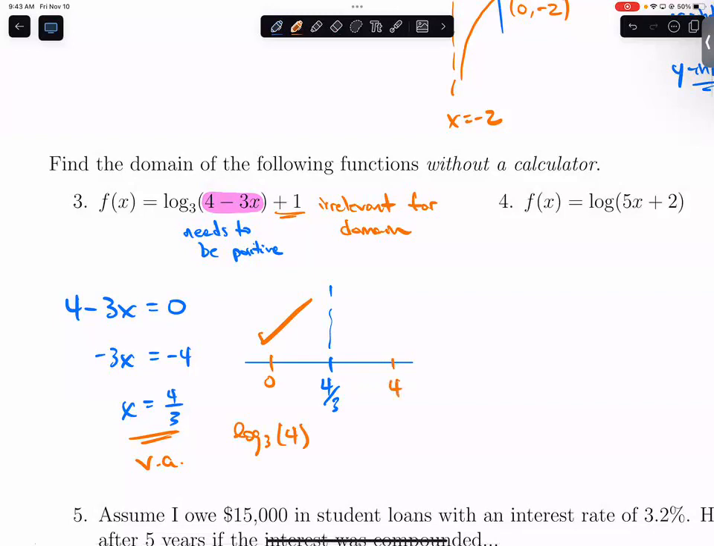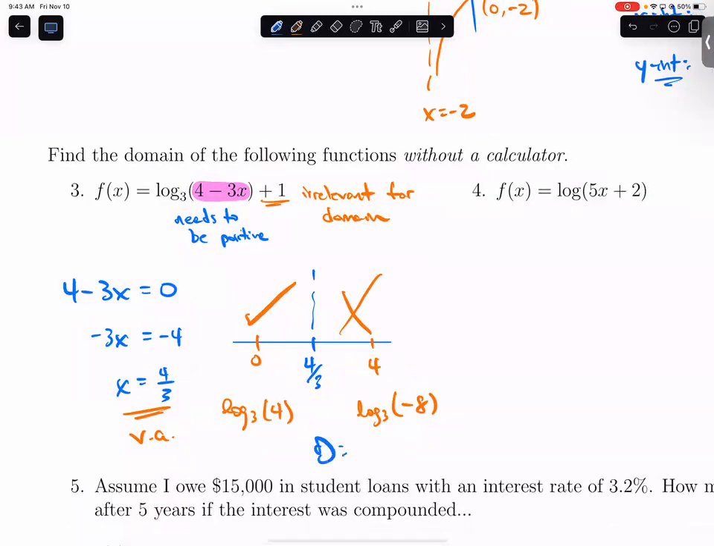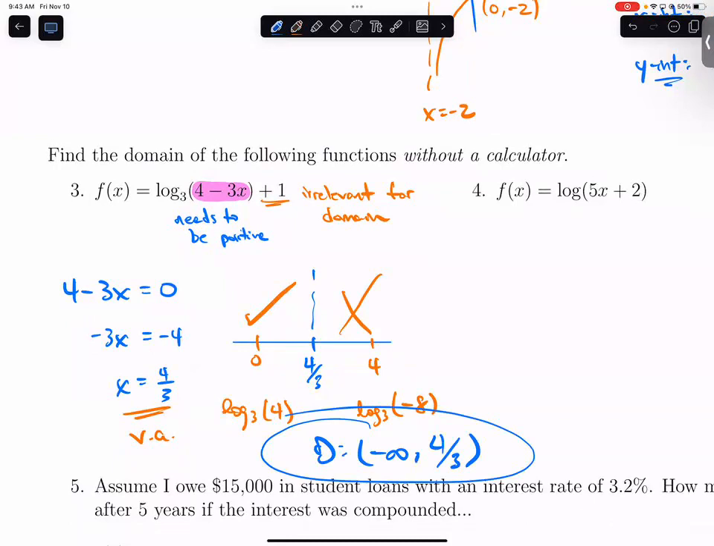On the other hand, if I take something bigger than 4/3, like 4, I'd be looking at the log of 4 minus 12, so -8. That is not defined. That is not a real number. I can't take the log of a negative. So the domain is -∞ to 4/3. It's everything to the right, whatever direction that is, from 4/3.